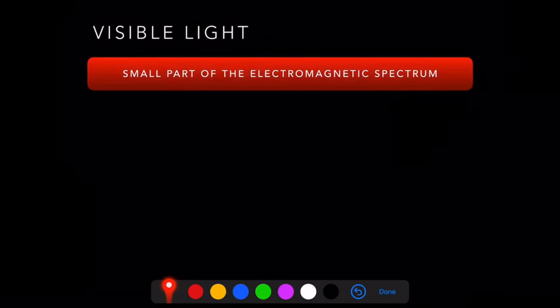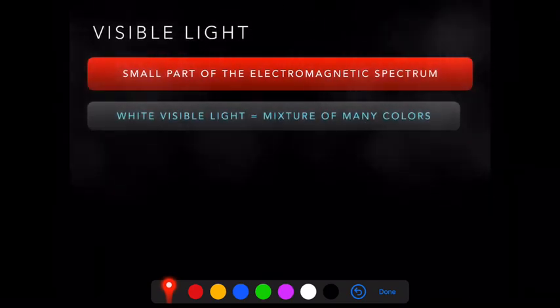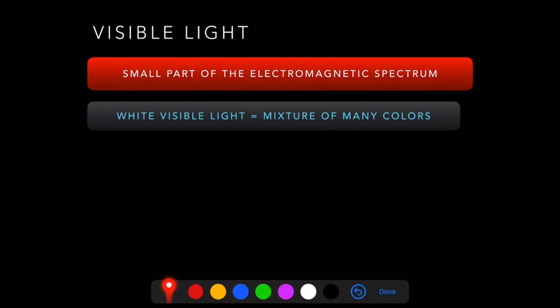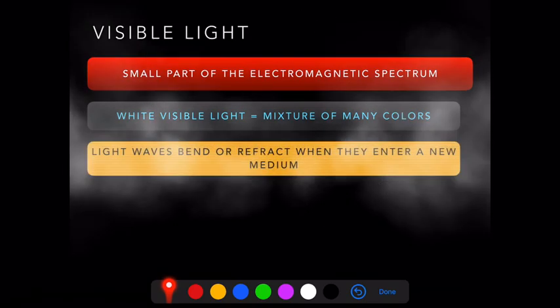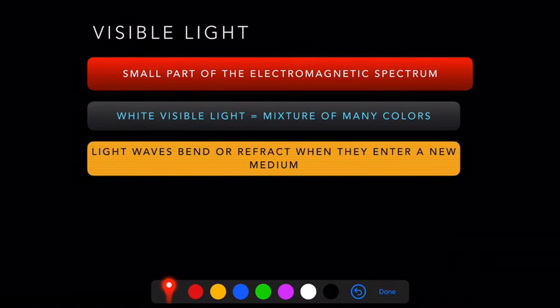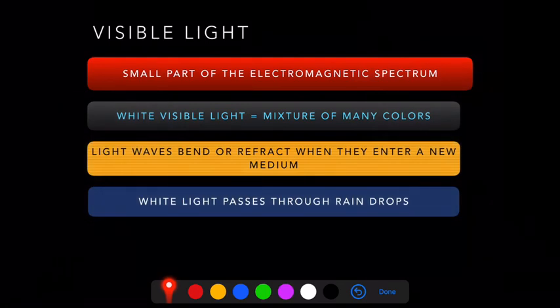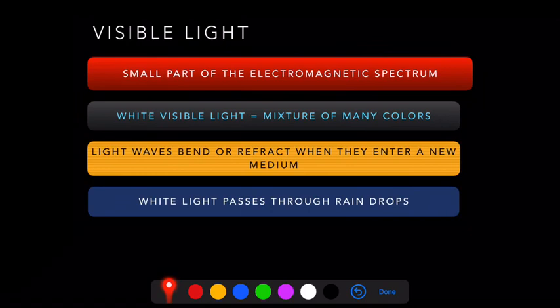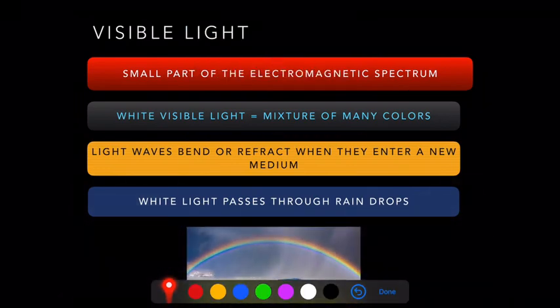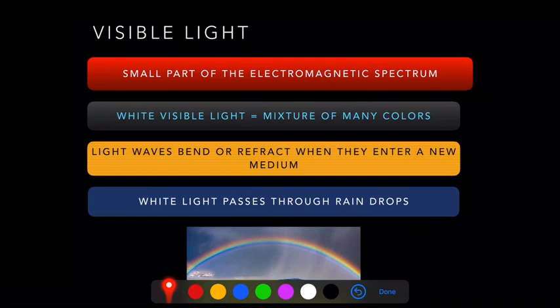Now we have visible light. In the electromagnetic spectrum, visible light is a really super short space. As I said, it's a small part of the electromagnetic spectrum, and white visible light would be a mixture of many colors. Light waves bend or refract when they enter a new medium. And white light passes through raindrops. For example, that would be another example of visible light, and that would form a rainbow. Have you seen them? That's how the visible light part of the electromagnetic spectrum works.